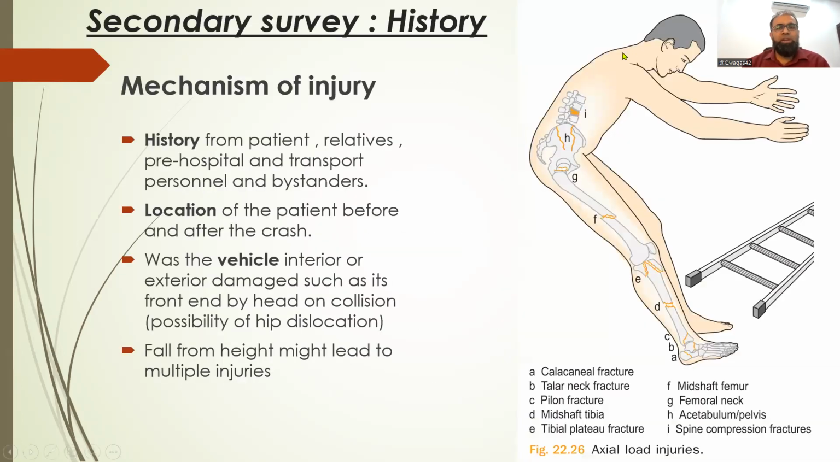So mechanism of injury is very important. Was it a history of fall? Was there any accident? And if there was an accident, how did the vehicle collide, either from the front or from the side? For a history of fall, what was the height from which the patient fell?